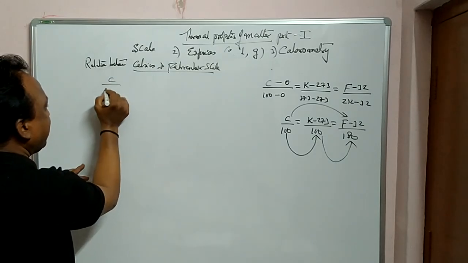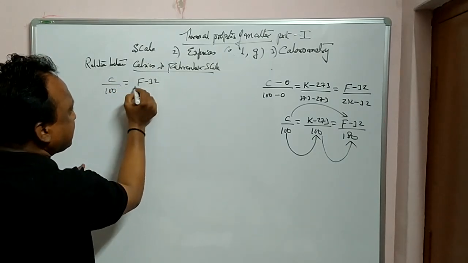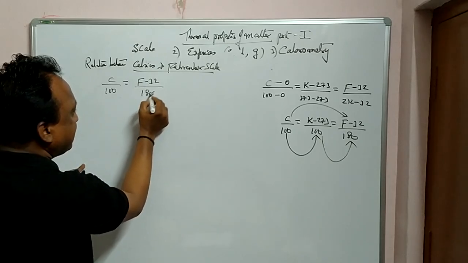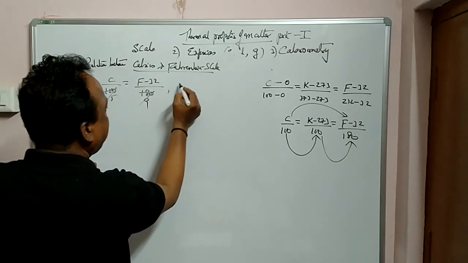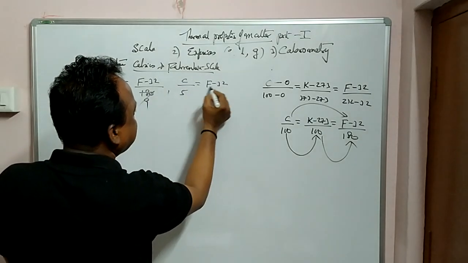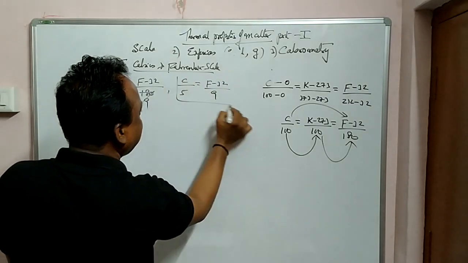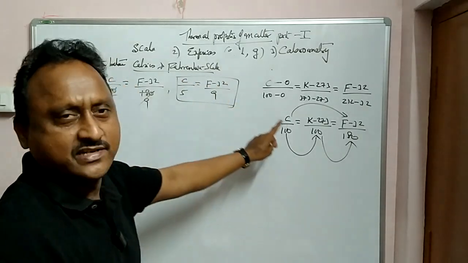C by 100 if you take, this will become equal to what? F minus 32 by 180. 0 0 cancel, 2 5s are 10, 2 9s are 18. So what happens? C by 5 is equal to F minus 32 by 9. This is the standard formula, relation between centigrade scale and Fahrenheit scale.